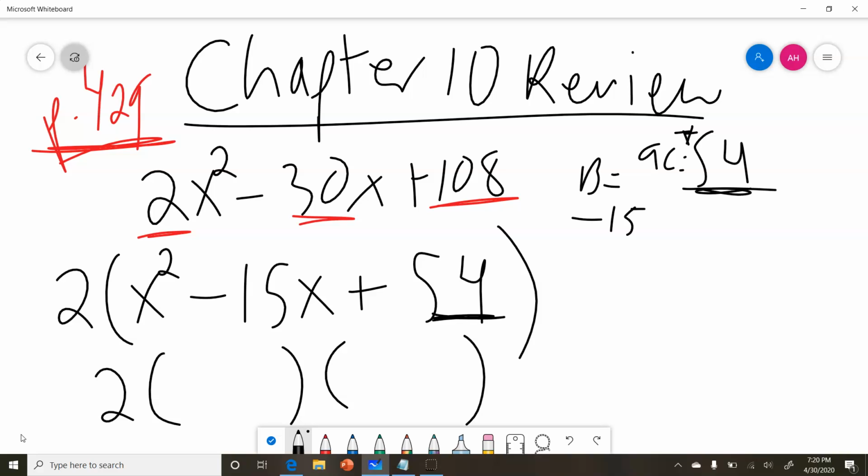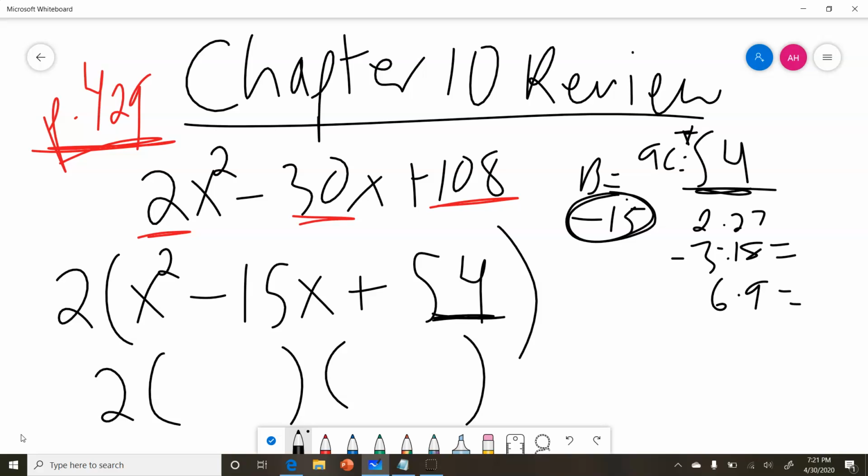Okay, so what times what is 54? Well, I got 2 and 27. I have 3 and 18. And then I have 6 and 9. Now, the cool part here is I'm looking for ones that when they're added together, they're both negative, are going to give me 18 or 15. And now that one right there is going to give me negative 21. So even though that looks like it could give me 15, it's not going to. That means when these two are added together, look at that, they give me negative 15.